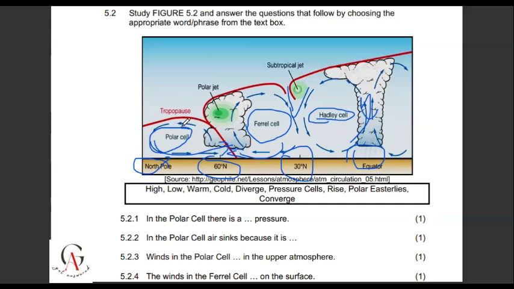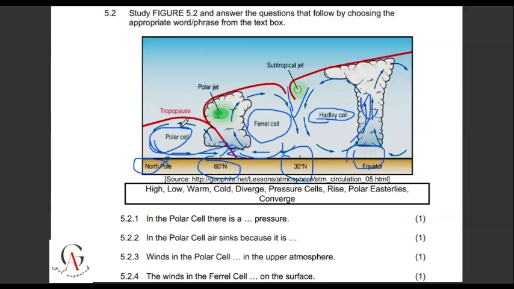So those are the three basic circulation cells that are created because of the prevalence of the different pressure belts on a global scale, or because of the distribution of the different pressure cells on a global scale. So we do have those three circulation cells.